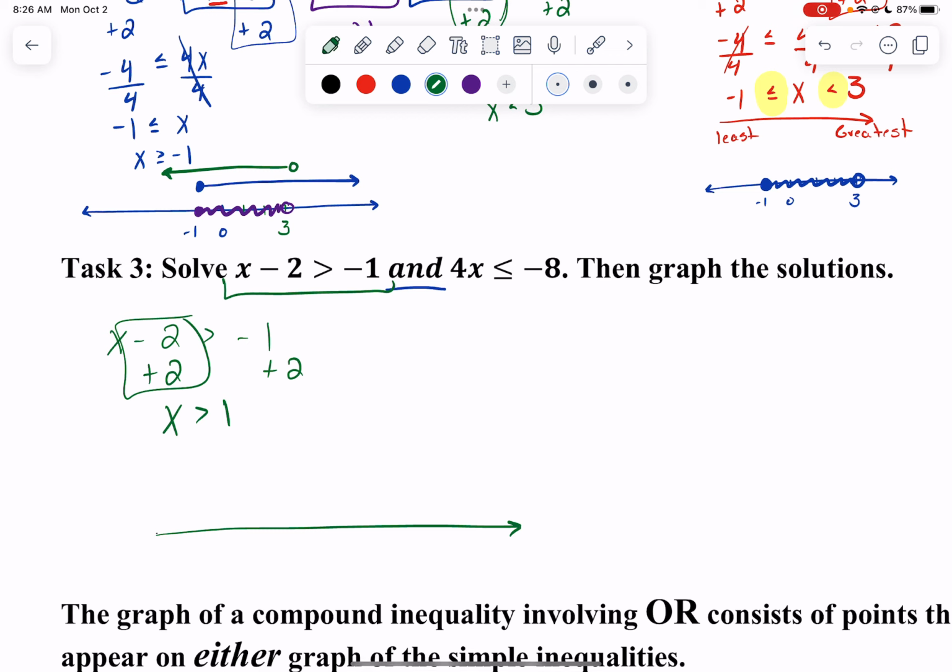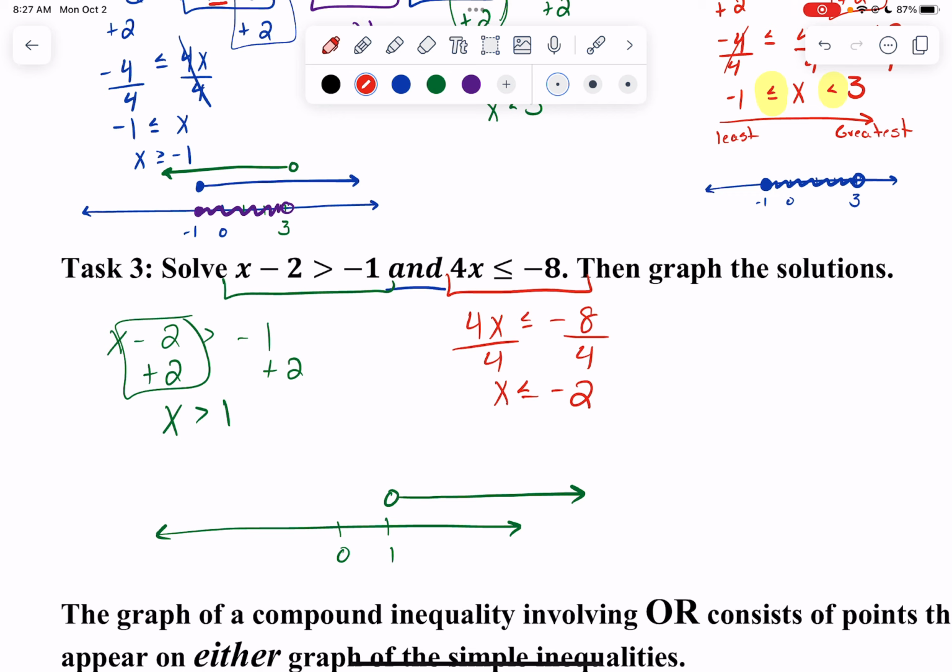So if I go to graph this, x has to be greater than, here's 0, here's 1. x has to be greater than 1, so open dot, greater than 1. Okay, and then we do the next side. 4x is less than or equal to negative 8. Divide both sides by 4. x is less than or equal to negative 2. Negative 2 is right there, less than or equal to. Again, remember this is an and statement. Both must be true.